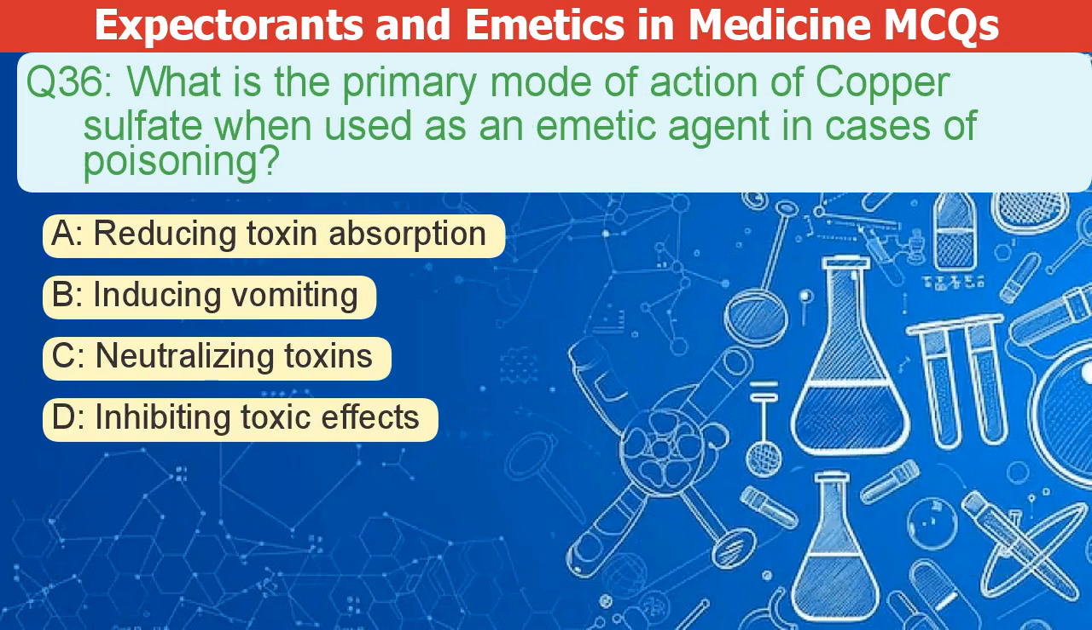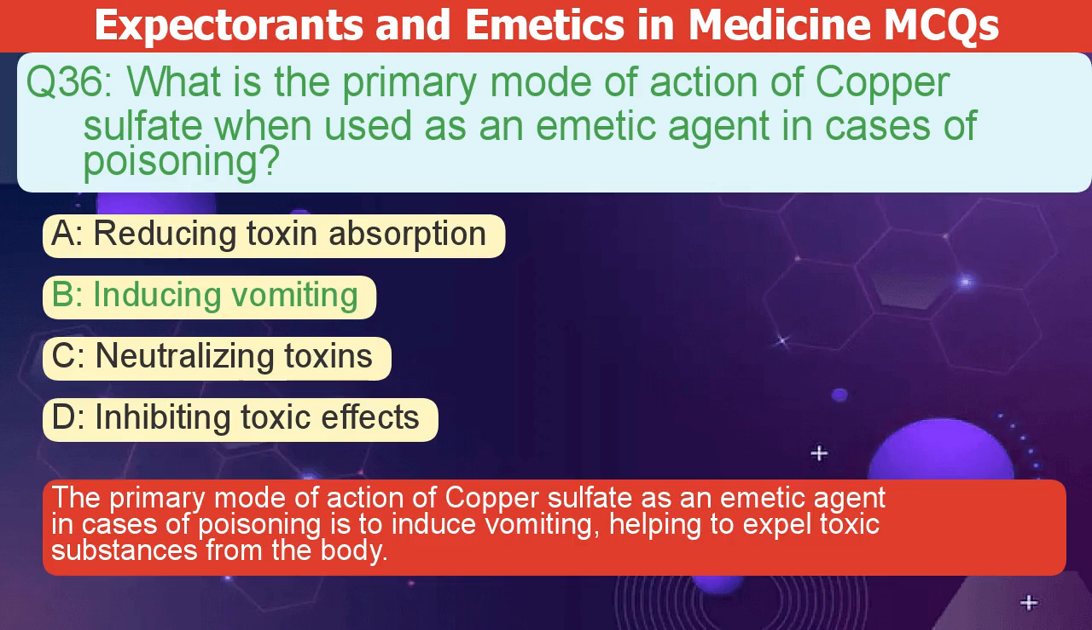What is the primary mode of action of copper sulfate when used as an emetic in poisoning? A. Reducing toxin absorption. B. Inducing vomiting. C. Neutralizing toxins. D. Inhibiting toxic effects. The correct answer is B.